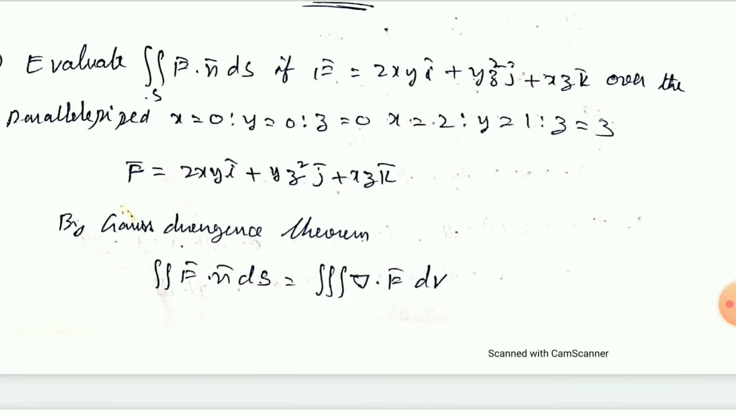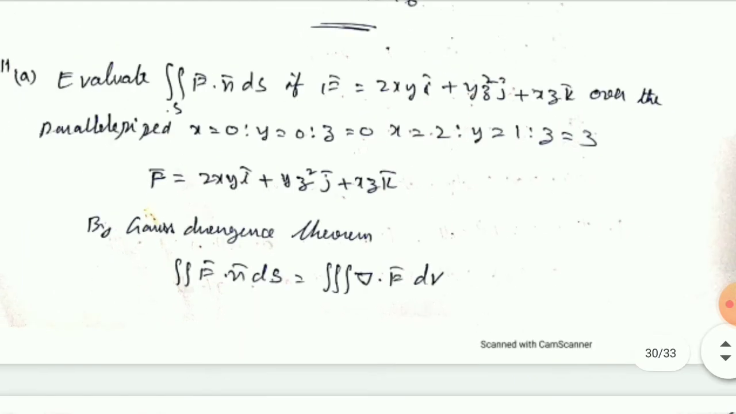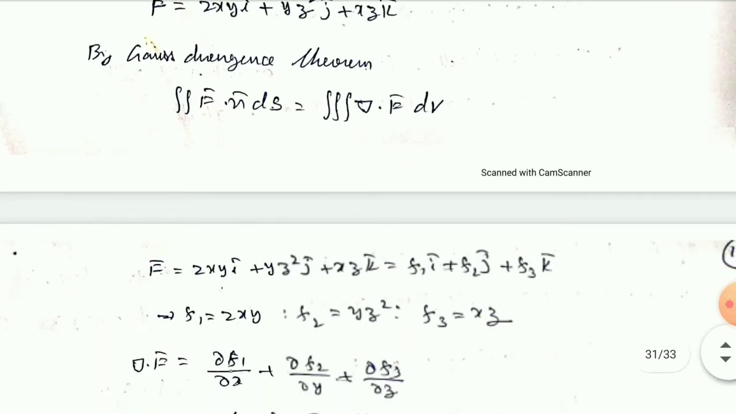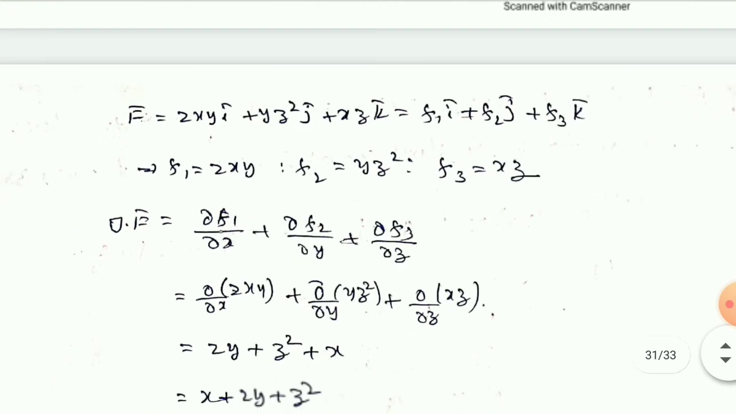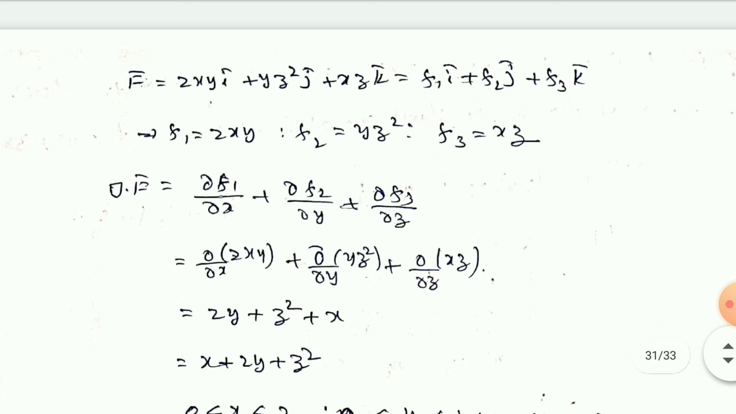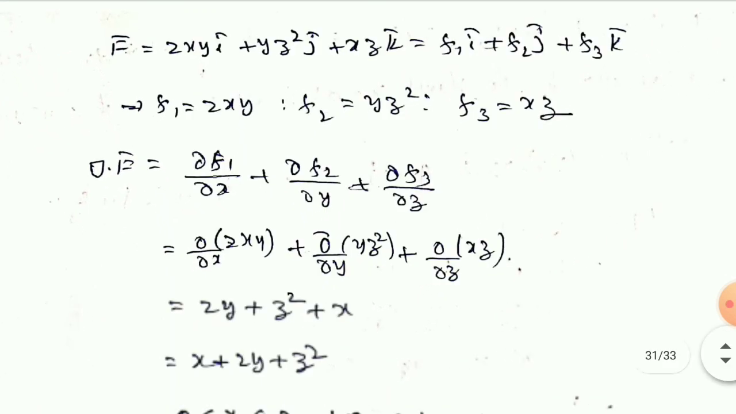Double integral of f bar dot n bar ds is nothing but a triple integral of divergence of f bar dv. So to get that surface integral, I am calculating that right side integral. f bar is given, you just find out the i coefficient, j coefficient and k coefficient, denoted by f1, f2, f3.